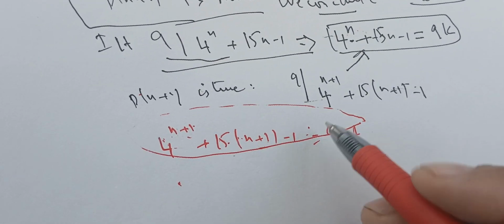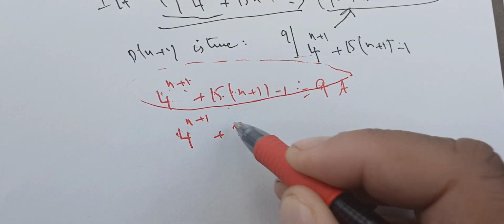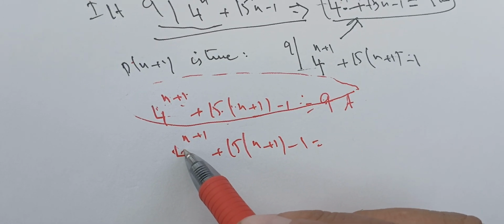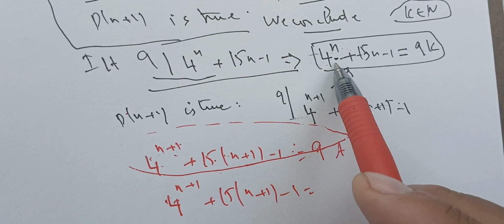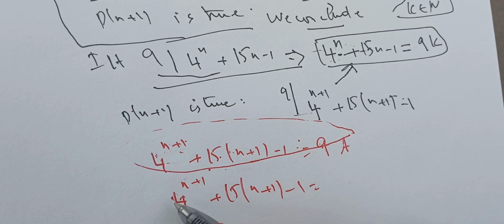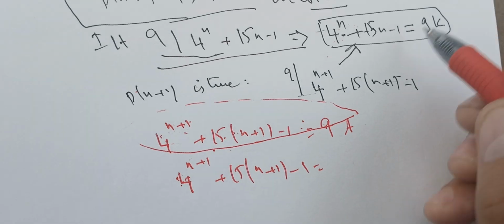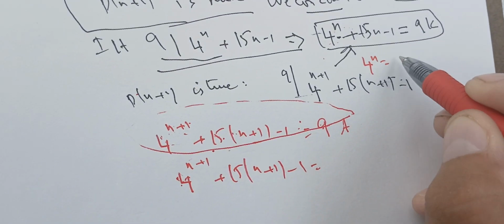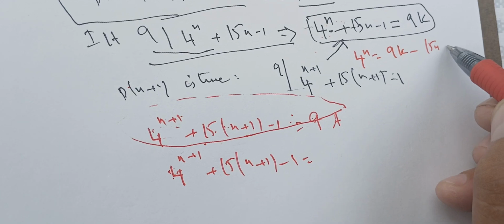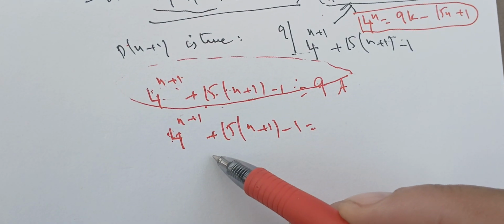Okay, so to do that, we're going to start from here. 4^(n+1) + 15(n+1) - 1. Here I can use this induction hypothesis, but here I have 4^(n+1). I can use only 4 to the power n, so let's use that. So 4 to the power n is what? It's 9k - 15n + 1. So we're going to use this one in here.